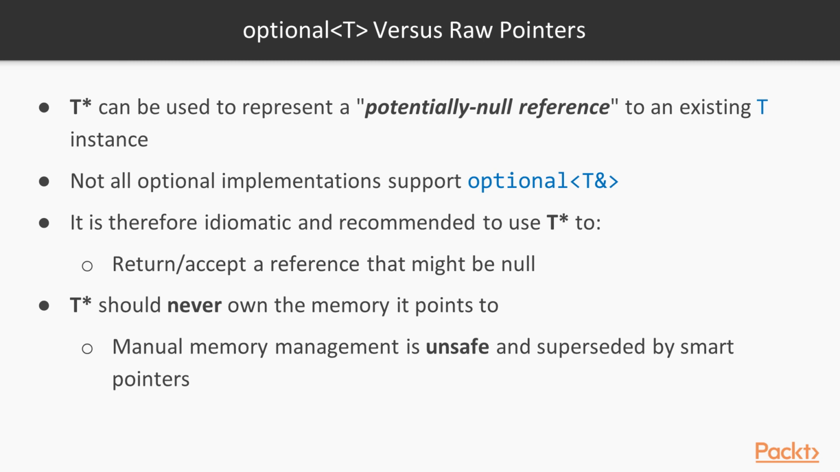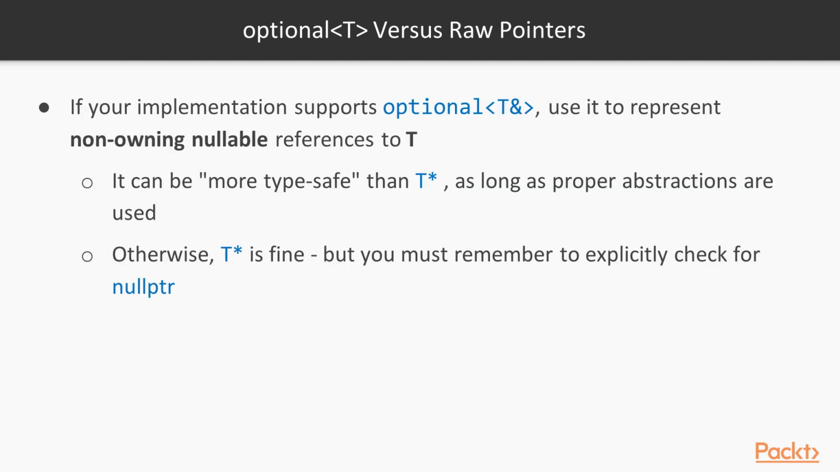Remember that manual memory management is unsafe and superseded by smart pointers, so never use raw new and delete when dealing with raw pointers. If your implementation supports optional of T ref, you can use it to represent a non-owning nullable reference to T. As an example, boost optional supports references. This kind of non-owning nullable reference can sometimes be more type safe than T star, because there are some very useful abstractions on top of optional that can help you visit it or concatenate operations one after another. Otherwise, I still think that a raw pointer is fine, but you must explicitly remember to check for nullptr before accessing it.